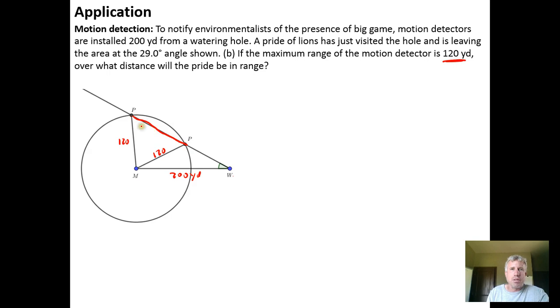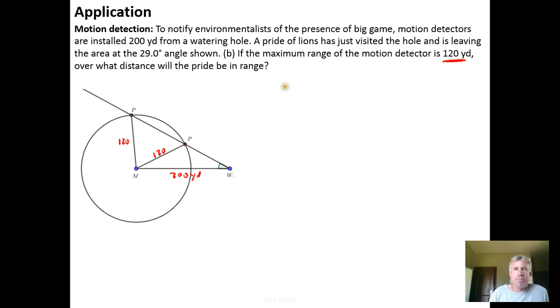And so what we want to notice is that to calculate this distance, the distance through which they will be in range, I would need to know the distance here from the watering hole to where the Pride exits range, and the distance from the watering hole to where the Pride enters detection range, and I would take this larger distance minus the smaller distance to get the distance that the Pride of lions walks in yards while they are in range.